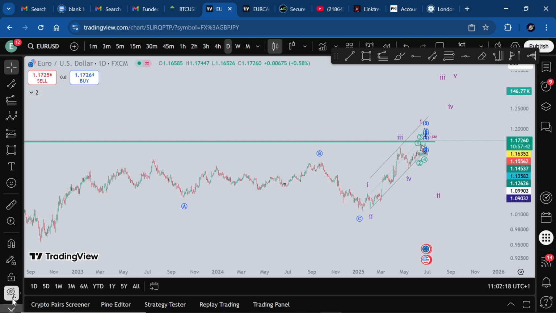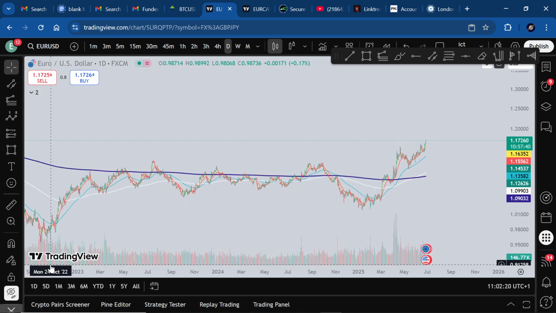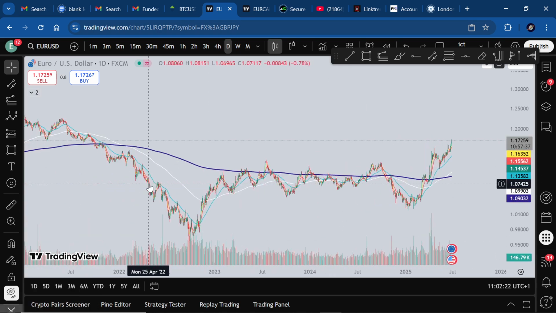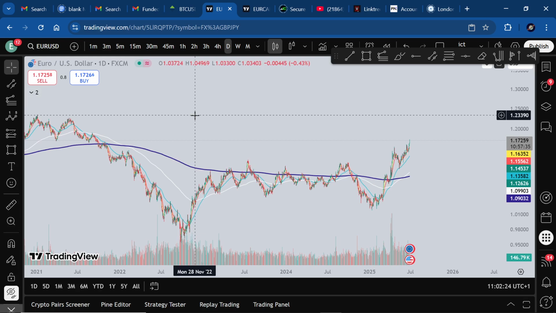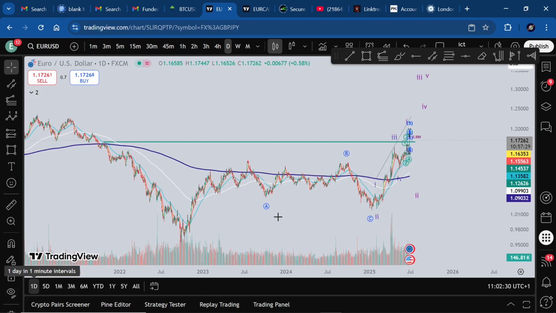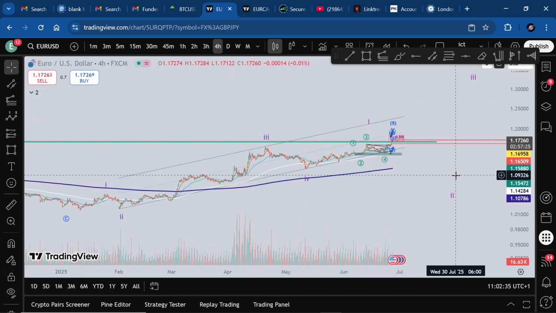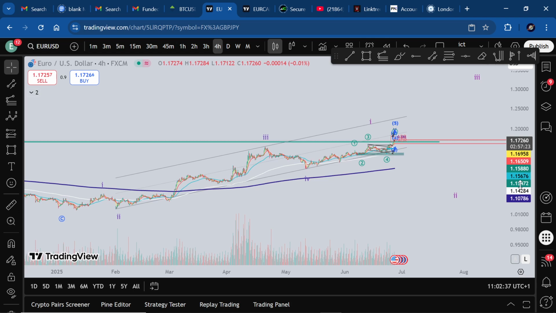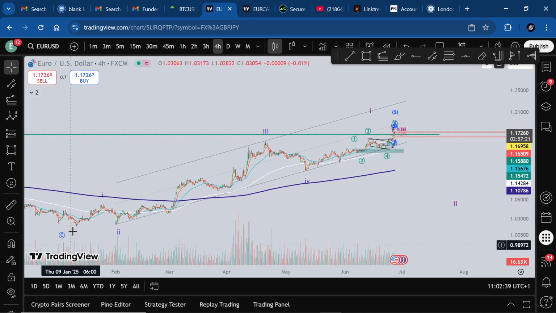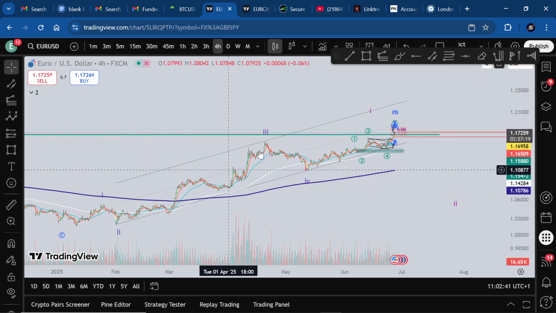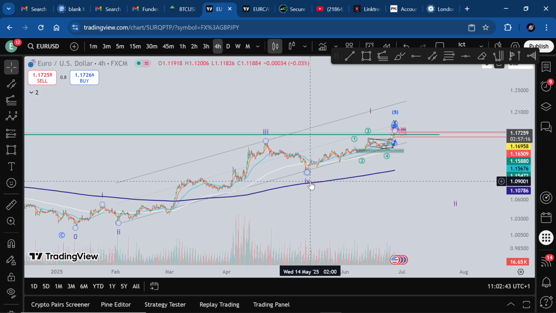So just to quickly remove the drawings a bit so you can have a perspective on where those highs are. Now we'll go down to the 4 hour time frame. Euro USD on the 4 hour time frame, we've got 1, 2, 3, 4.